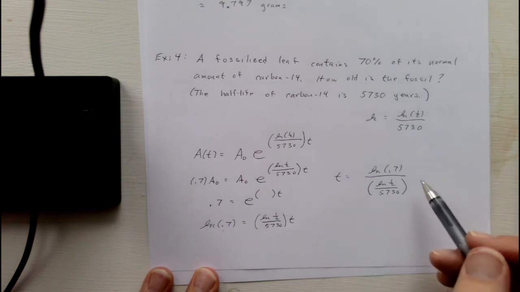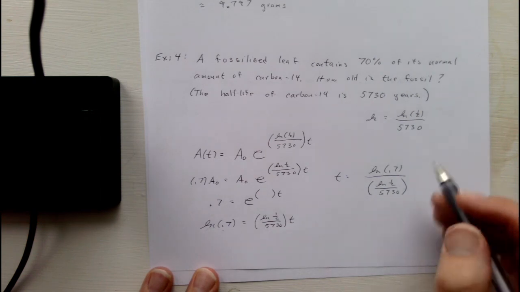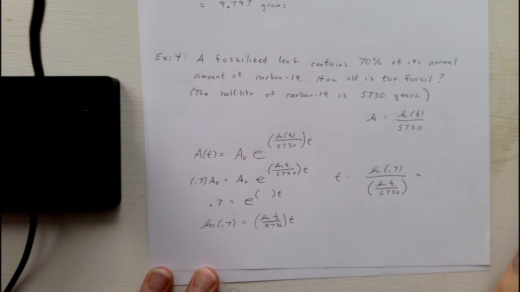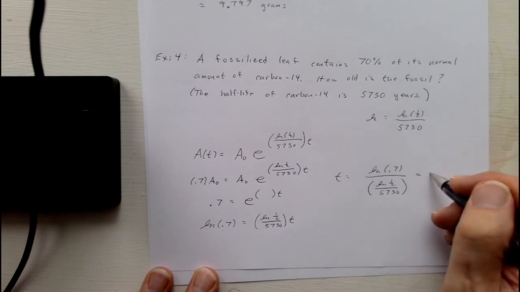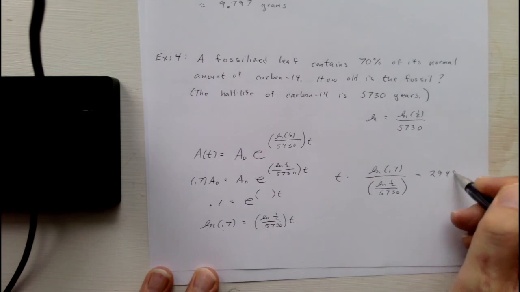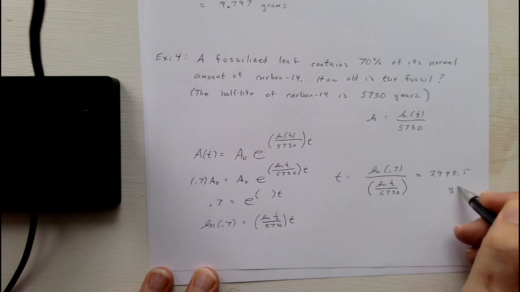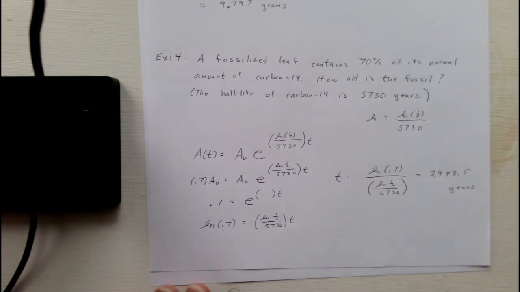And so that's what we have. So this is equal to 2948.5 years. Okay, and this is an example of carbon dating. Now you know how they determine the age of a fossil.